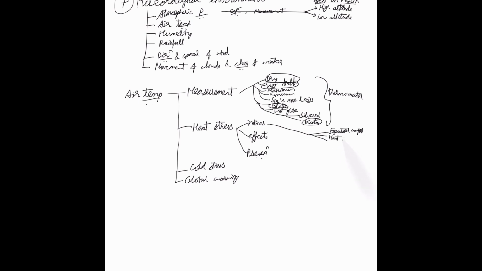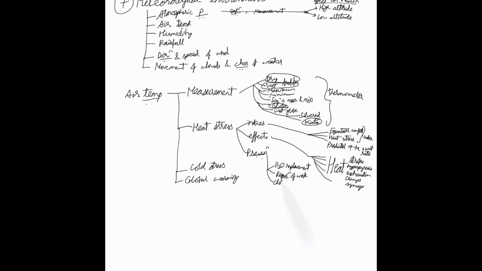Under heat stress, we have the indices of heat stress: equatorial comfort index, heat stress index, and the predicted 4-hour sweat rate. And the effects: we have heat stroke, heat hyperpyrexia, heat exhaustion, cramps, and syncope. So how do we prevent heat stress? There are 5 measures: water replacement, regulation of work, clothing, protective devices, and ensuring a cooler work environment.